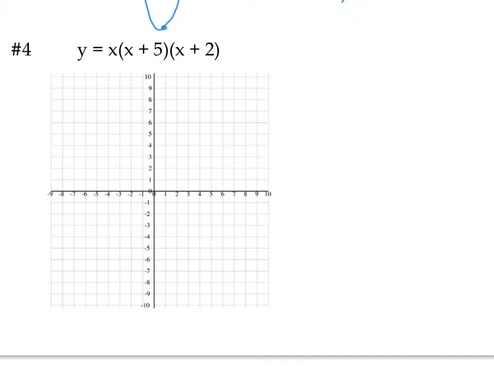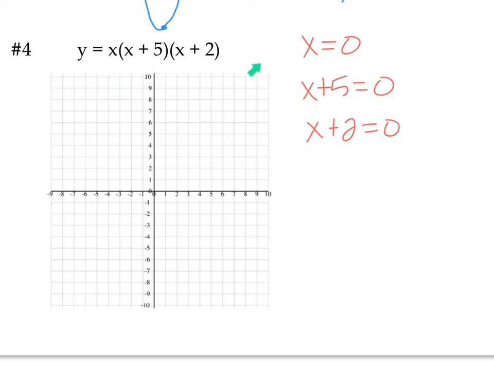So for this particular example, we're going to take each of these factors and set them equal to 0, right? The reason I'm writing them all out equals 0 is so we don't forget to plug in x equals 0, right? x is one of the factors. You take each factor and set it equal to 0, even this x. It doesn't matter if it's not in parentheses or plus or minus another number. x equals 0, x plus 5 equals 0, x plus 2 equals 0.